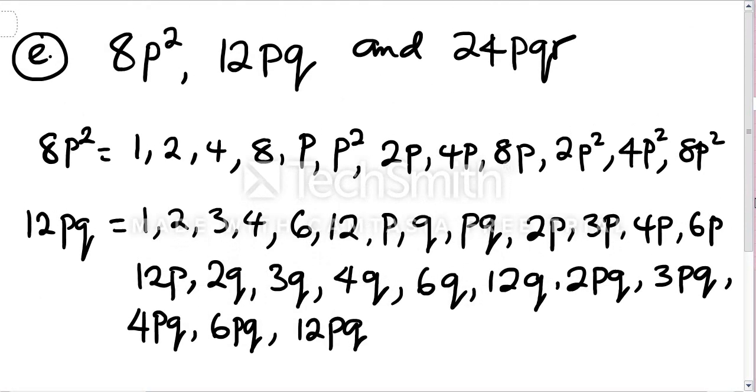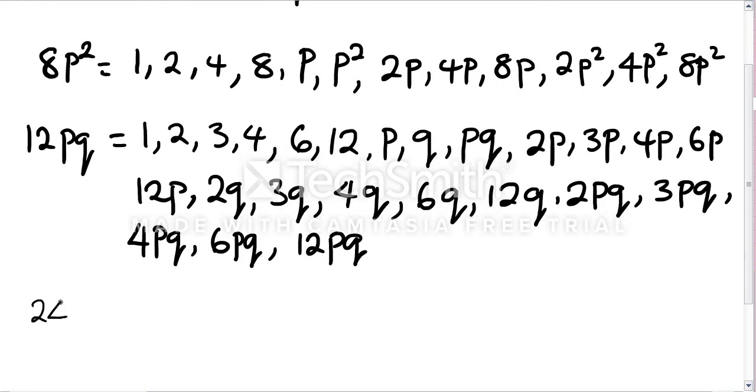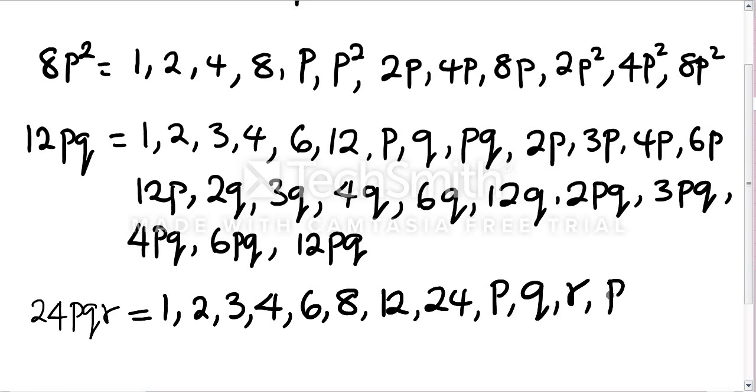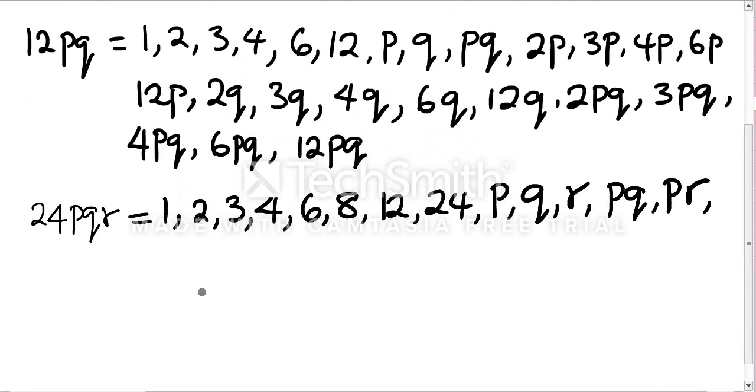Factors of 24pqr include 1, 2, 3, 4, 6, 8, 12, 24, p, q, r, pq, pr, qr, and pqr. So we get the multiples of the letters and numbers to include 2p, 3p, 4p, 6p, 8p, 12p, 24p.